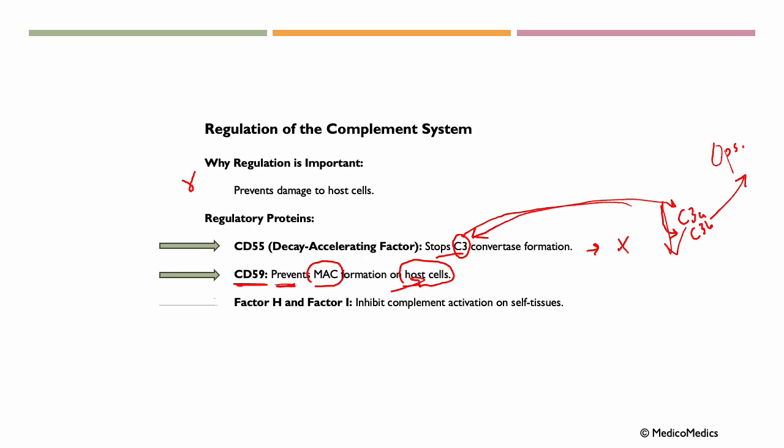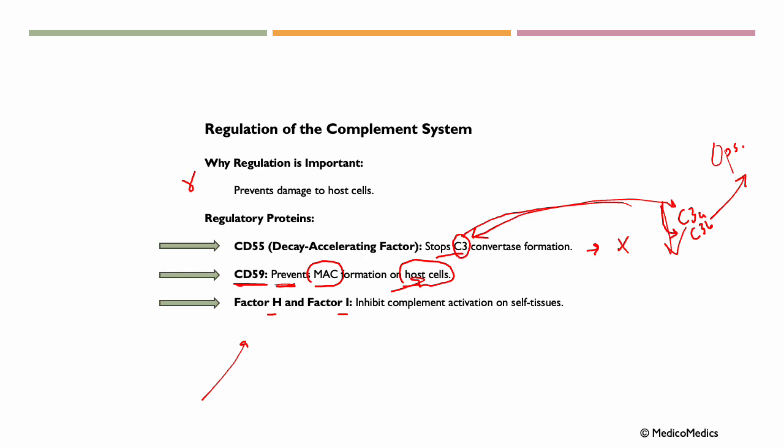Great. Now after that, we have factor H and factor I. These work together to regulate the alternative pathway. So they inactivate C3b on self-tissues, preventing accidental complement activation against our own cells. Now, clinically, deficiencies in these regulatory proteins can have serious consequences. For example, CD55 and CD59 deficiency leads to paroxysmal nocturnal hemoglobinuria, which is a condition where red blood cells are destroyed by unregulated complement at night, so nocturnal, during the night.